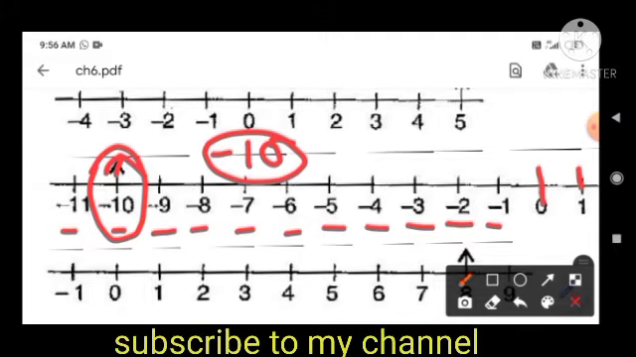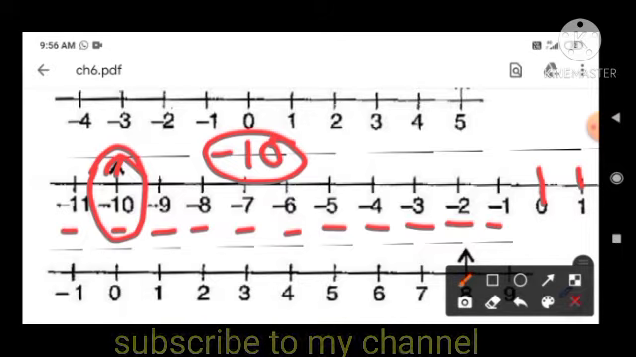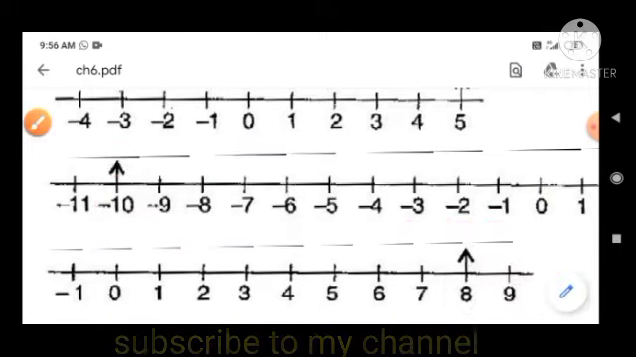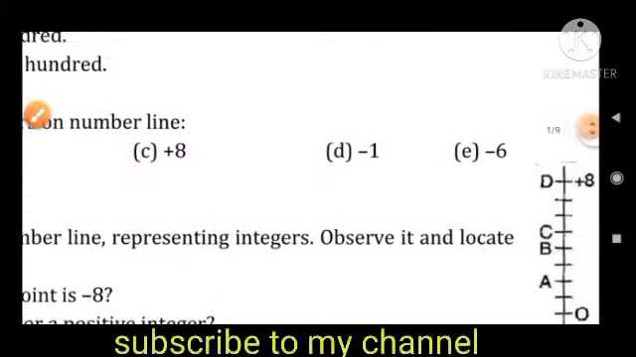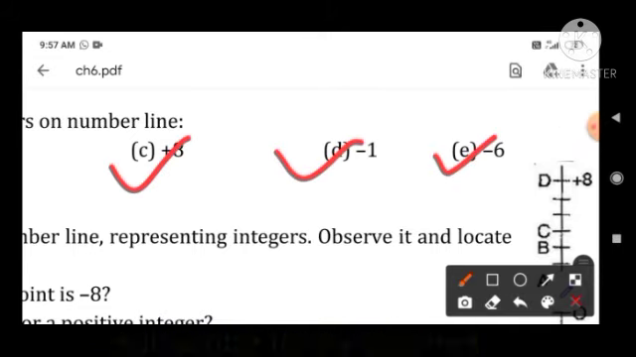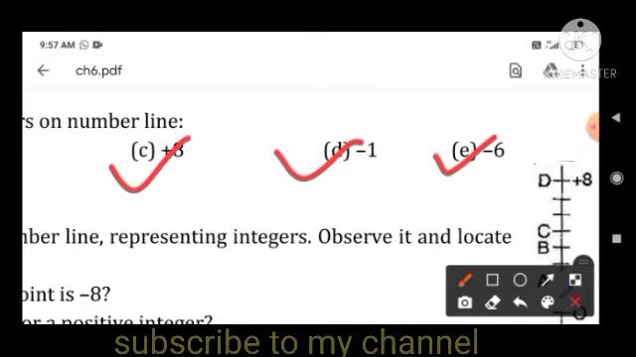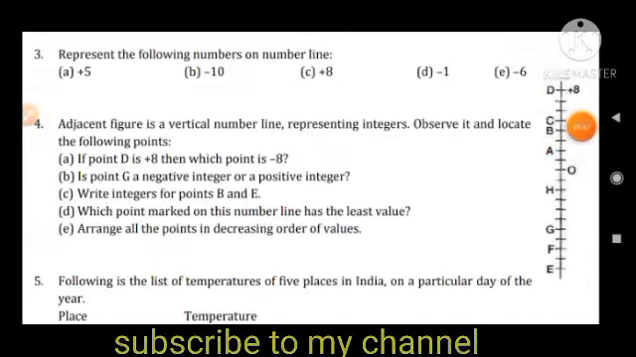And the next question, C, is given plus 8, D is minus 1, and E is minus 6. So these 3 questions will be your homework. These 3 questions are your homework. Now come to the next question, question number 3, isn't it? Sorry, question number 4.